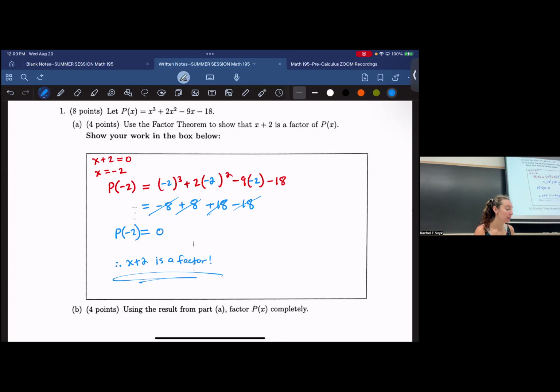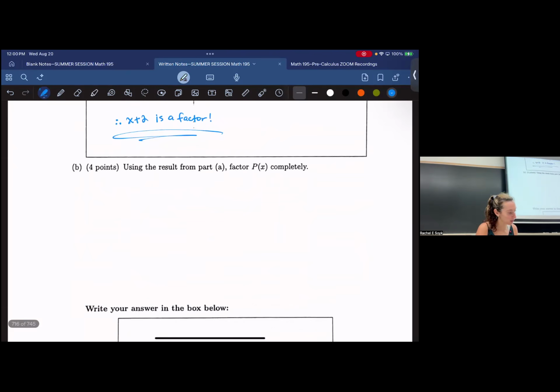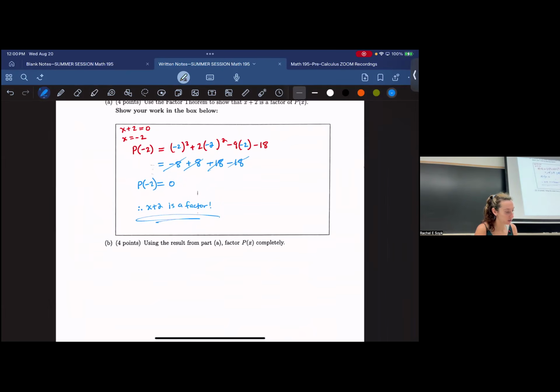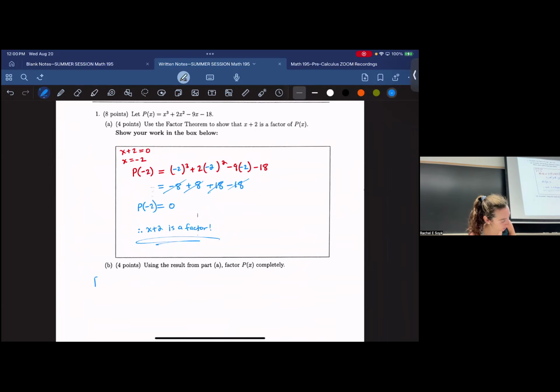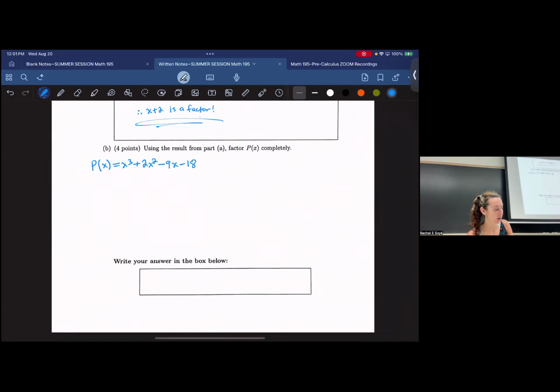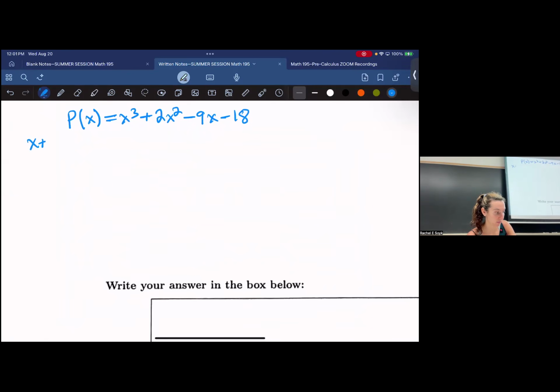This really helps us out with our part B, where we are asking to now factor completely. So let me just write out the polynomial again down here so I don't have to keep scrolling. And now we know that x plus 2 is a factor. So we can use synthetic division to pull out an x plus 2. So how do we do that? Well, our c value is at -2, aka our 0.